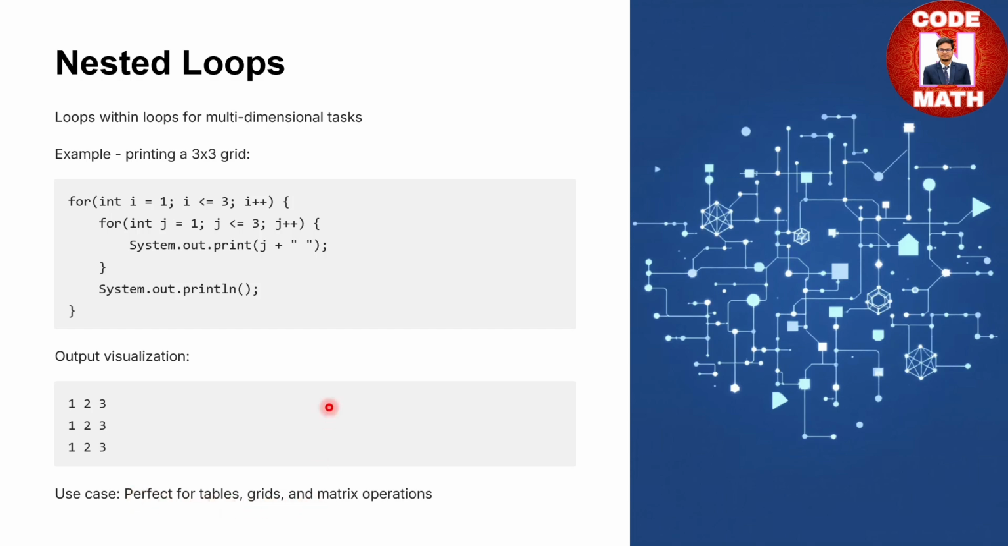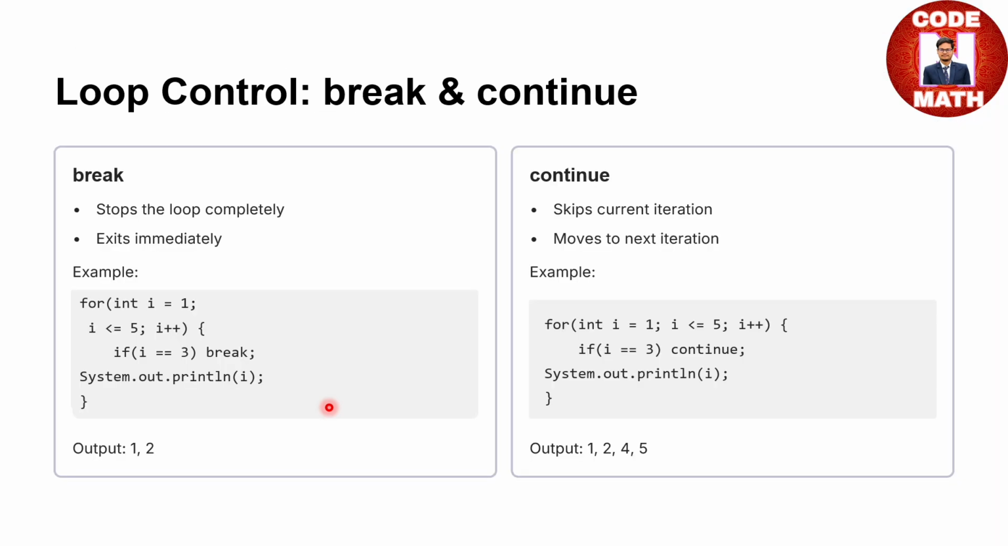the matrix operation, right? So there are so many loop control statements, like sometimes we want to interrupt the loop, for what we have break and continue. Okay, so let's talk about that. The break statement stops the loop completely and exits immediately. Okay, we can see an example. And if you talk about continue, then it skips the current iteration and moves to the next iteration, right?